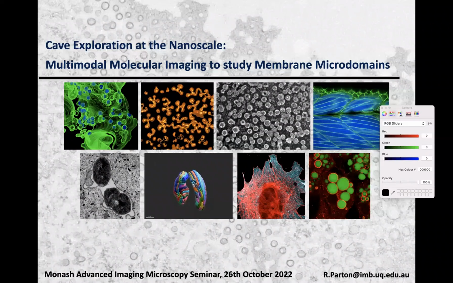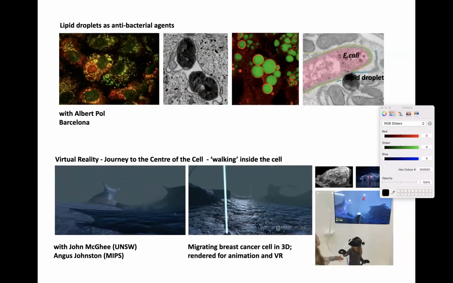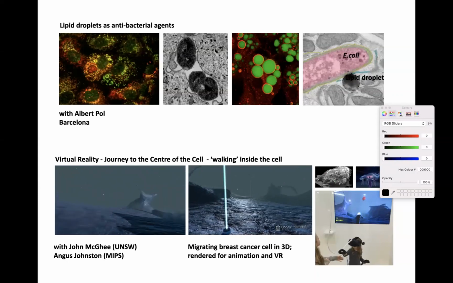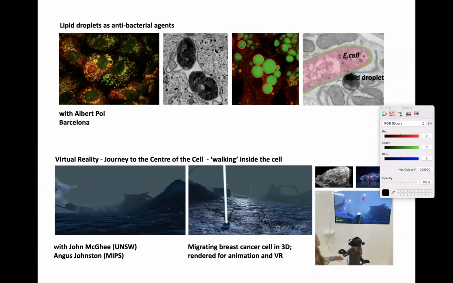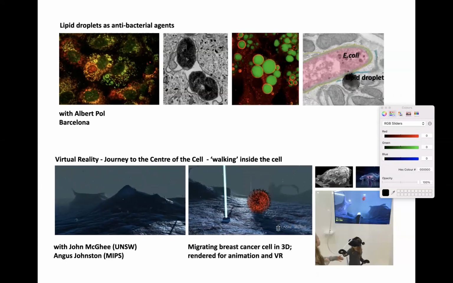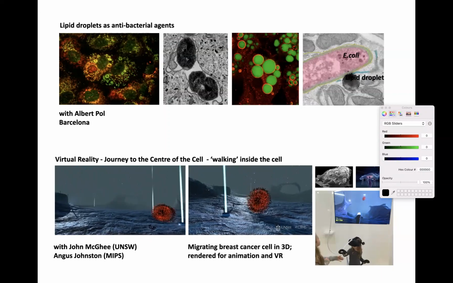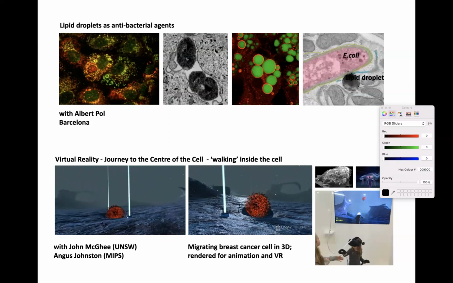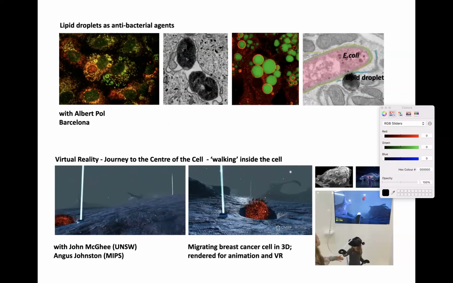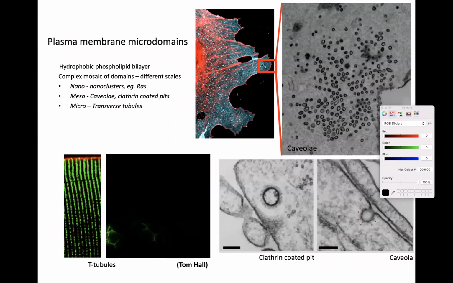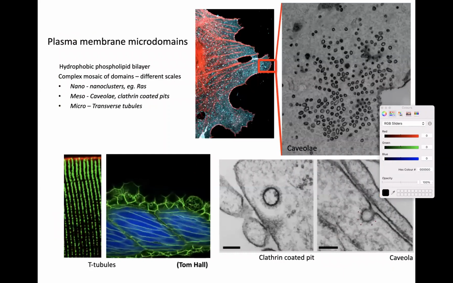So what I'd like to do today is to talk about our research in the lab and highlight some of the techniques that we're using along the way. Our aim is really to understand various aspects of cell biology. We have a number of different projects in the lab. We've been recently working on lipid droplets as antibacterial agents. We've also taken 3D data of a migrating breast cancer cell. We've converted that into a VR experience. I mention these because if anybody wants to ask me about these, then please feel free to at the end of the talk.